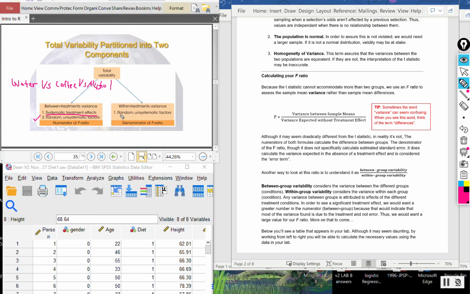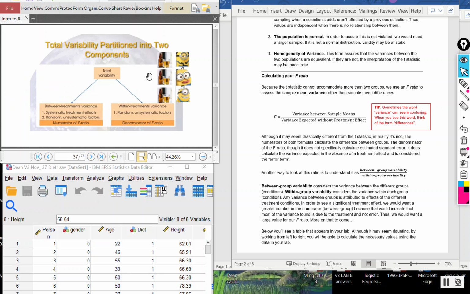On the bottom of the F ratio is the within group treatment variance. What do I mean by that? There's going to be some unanticipated, unsystematic factors or random error that you're going to have within the subject. So if I move this along, I think I have a nice picture to go with this. Okay, so we have these different groups, and that's represented between. Now, within this part right here there's going to be some individual differences. Like, some people can really, really handle their alcohol, right?